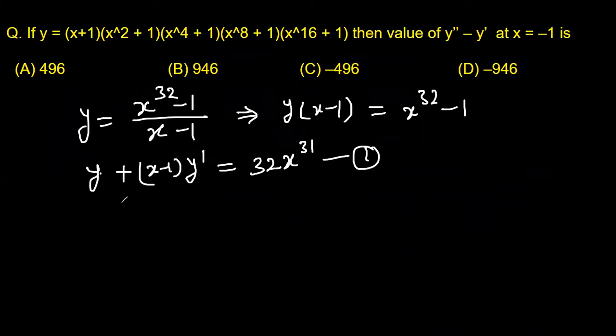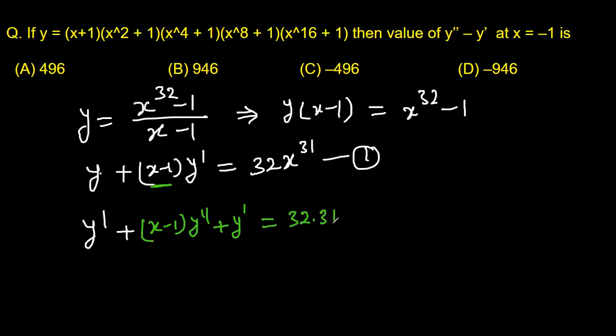And also from this, if you differentiate one more time, y dash, again, the derivative of this should be: first, x minus 1 times y double dash, plus the derivative of the first, which is 1, times y dash, and that is equal to 32 times 31 times x to power 30. Say this is equation 2. And when x is -1, you put x equal to -1 here, you get y is 0. So x is -1 means y is equal to 0.